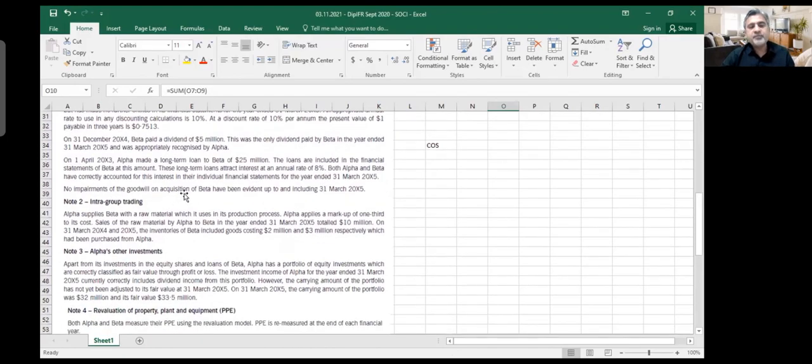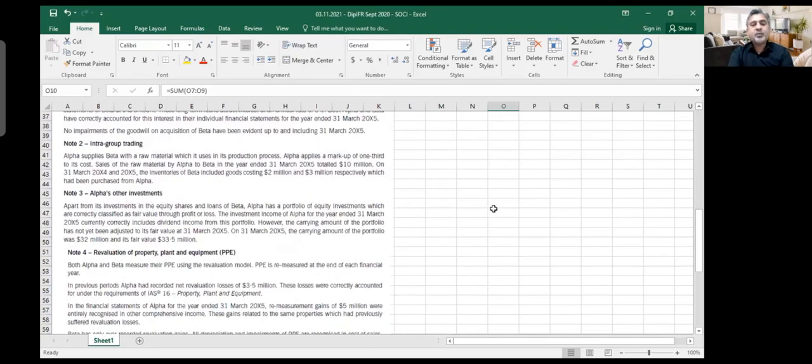No impairment of the goodwill on acquisition of Beta has been evident up to and including 31st March 2005. Thank you very much. Life is easy. Goodwill is not there. Then there is intragroup trading. Alpha supplies Beta with a raw material which it uses in its production process. Alpha applies a markup of 1/3 of its cost. So 1/3 of the cost, and 2/3 is there. Sales of the raw material by Alpha to Beta in the year ended 31st March 2005 totaled 10 million.